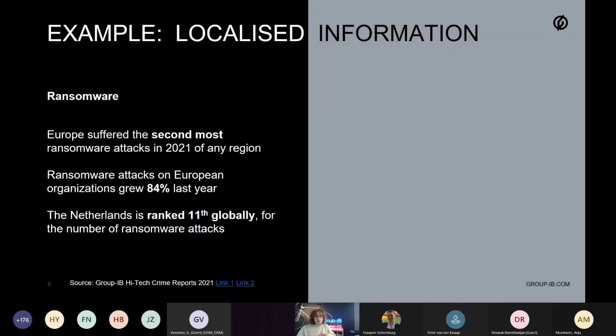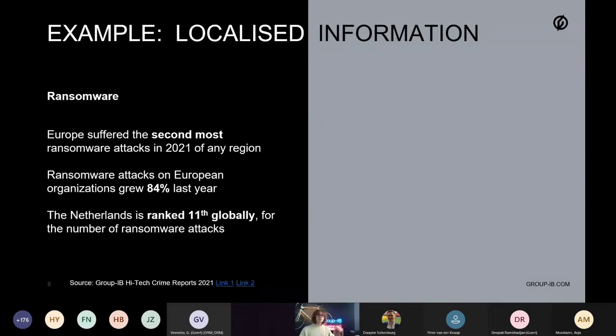To give you an example of just applying that first layer of filtering, in comparison to those stats I shared before, here are some on ransomware which are filtered to Europe and the Netherlands. Europe suffered the second most ransomware attacks of any region in 2021. The ransomware attacks on European organizations grew 84%. And the Netherlands specifically is ranked 11th globally out of every single country for the number of ransomware attacks. This is already information which is more relevant to myself as someone in the Netherlands.